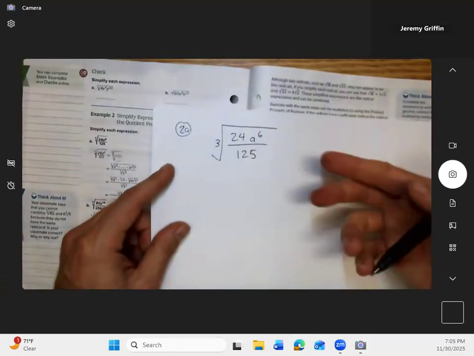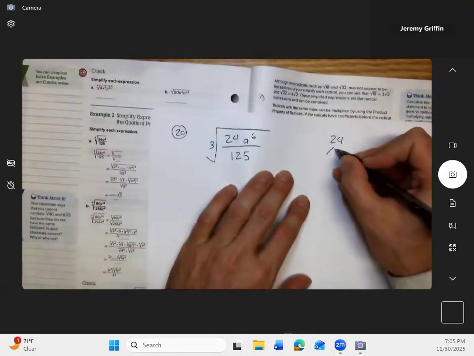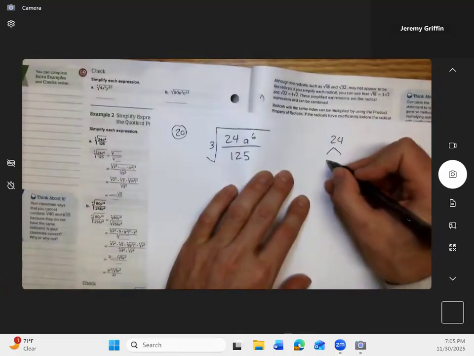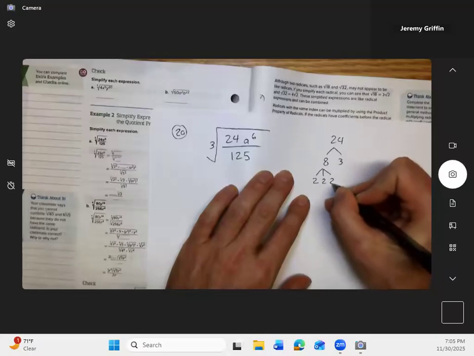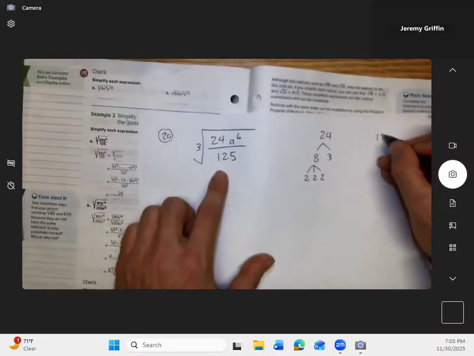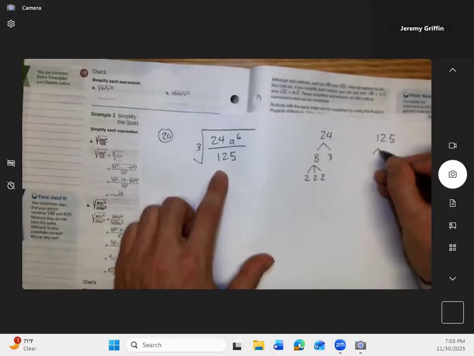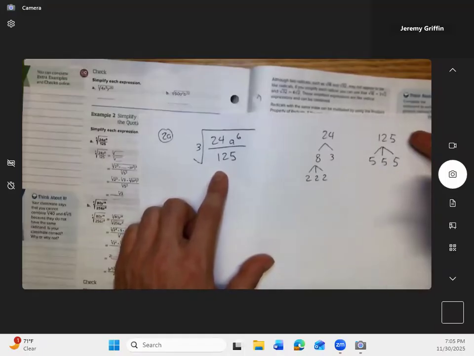Okay. Well, what do these values break down to? 24, I know that could be 8 times 3, and 8 is 2 times 2 times 2. Hey, there's a triplet of 2s. I know that's eventually going to be pulled out. How about this 125? Well, I know 5 times 5 is 25, and 5 times that is 125. So this is a triplet of 5s, isn't it? 5, 5, 5. Multiply that, gives you 125.